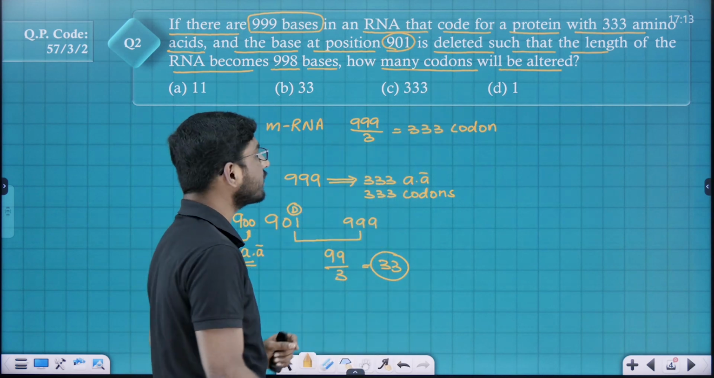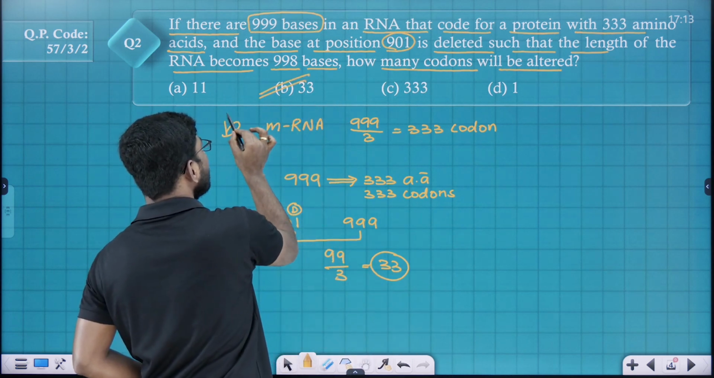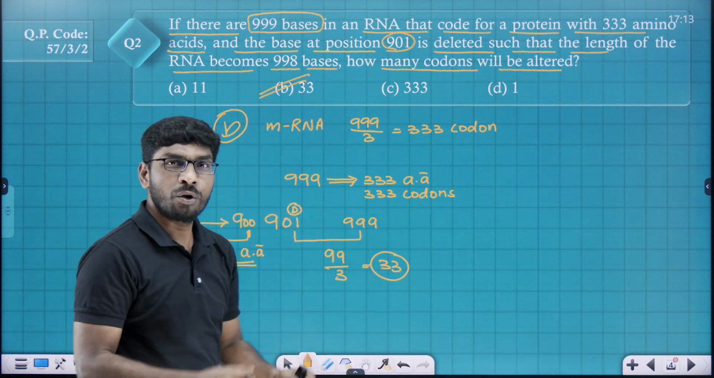So what is the right answer? How many codons will be altered? The answer is option B, 33.